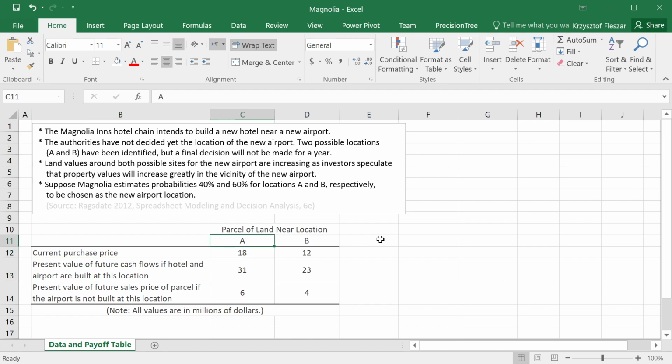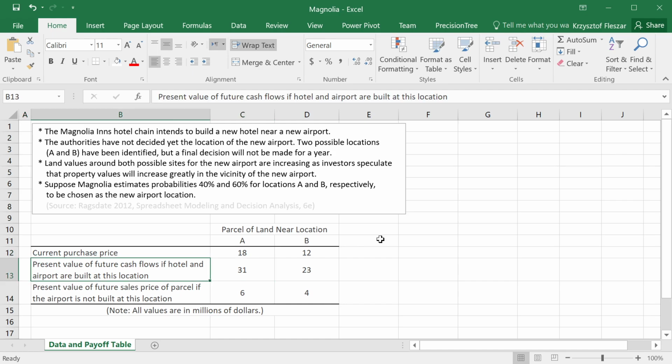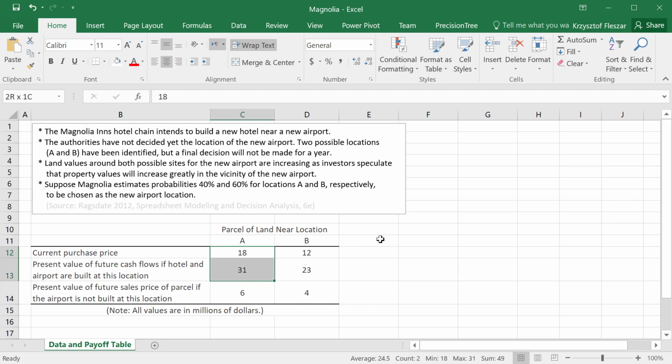So if we choose location A and the airport is actually at location A, the present value of all future cash flows will be 31 million. So we will actually make a nice profit. However, if location A is not chosen and we invest 18 million, then the present value of all future sales price of the parcel will be only 6 million. So we will have a significant loss. And similar values are provided for location B.